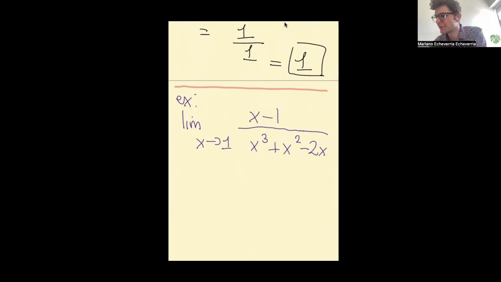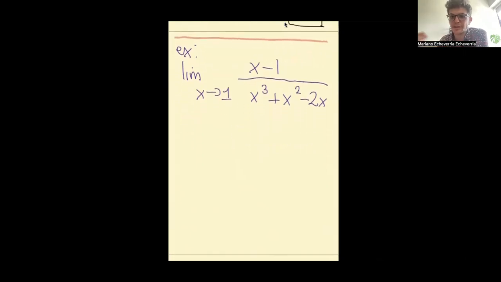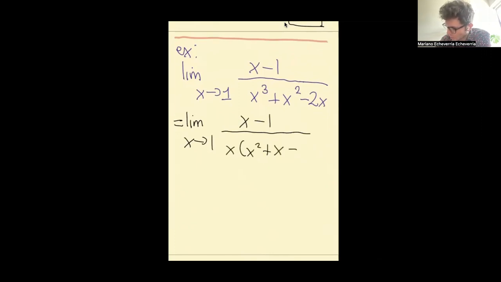Okay, so let's try to work it out together to see what's going on. What's happening here is, again, you're supposed to try to simplify the expression. For the numerator, there doesn't seem to be much you can do with it at this moment, but the denominator has a common factor of x you can try to pull out. So if you do that, you get something like this.